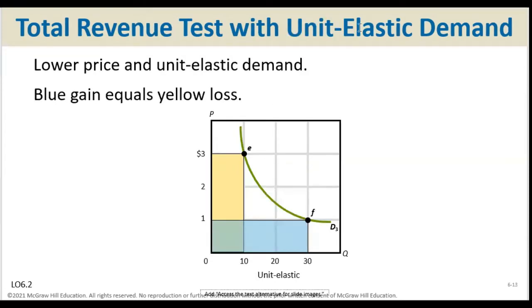The case of unit elastic demand. So we say that both vary proportionally. If you look at it here on the graph, we started at E, where the price is $3 and the quantity purchased is 10, with a total revenue of 30, which is this yellow area. By dropping the price from $3 to $1, we move to F, right? So the gain over here is equal to the loss in your yellow area.